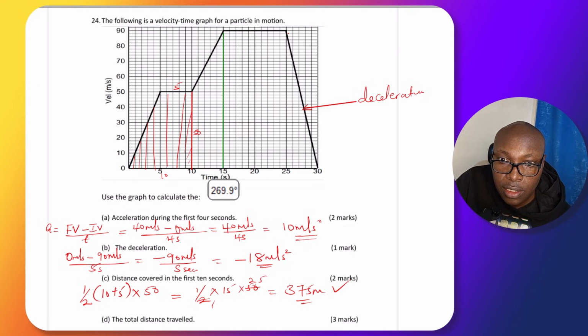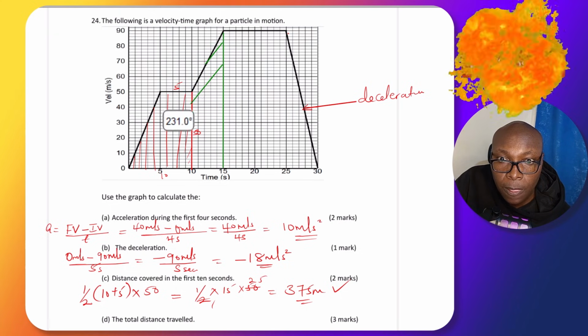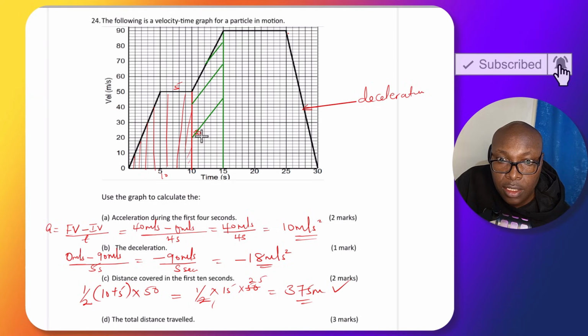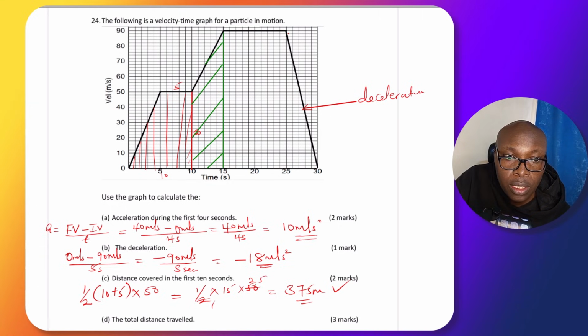Let me mark it. There's this shape here, which is another trapezium. I will name the whole of this first region A, and this one will be region B. You already have the area of A as 375 meters. So what about B?